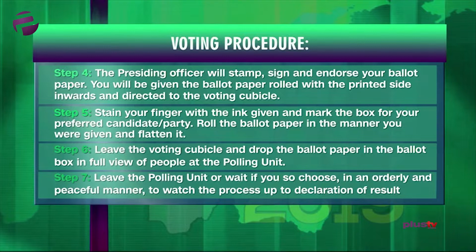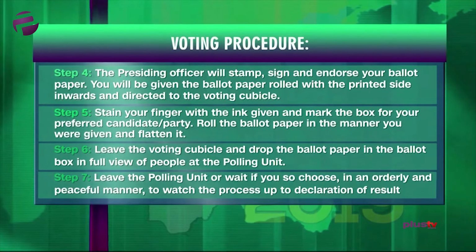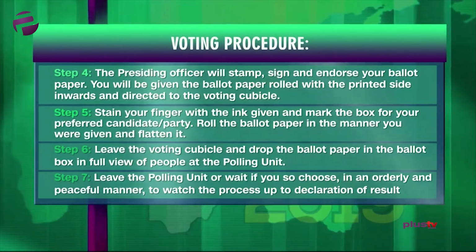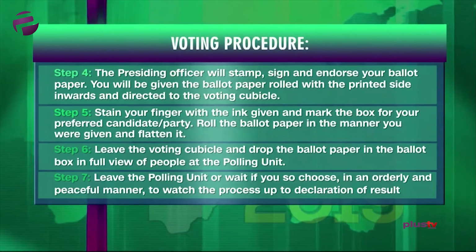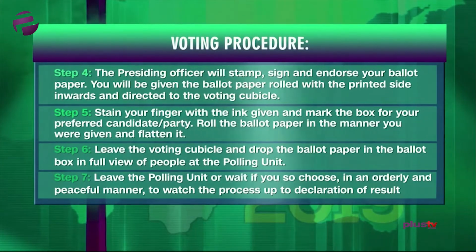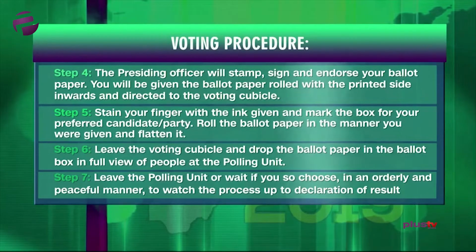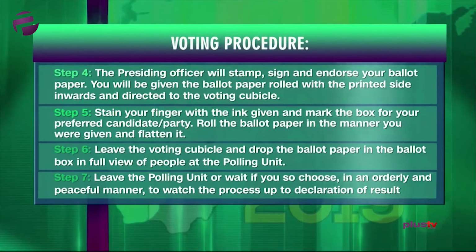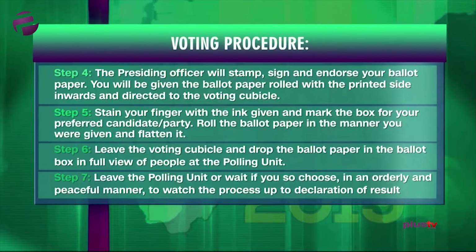Step five, stain your finger with the ink given and mark the box for your preferred candidate or party. Roll the ballot paper in the manner you were given it and flatten it. Step six, leave the voting cubicle and drop the ballot paper in the ballot box in view of people at the polling unit. Step seven, leave the polling unit or wait, if you so choose, in an orderly and peaceful manner to watch the process up to the declaration of the results.